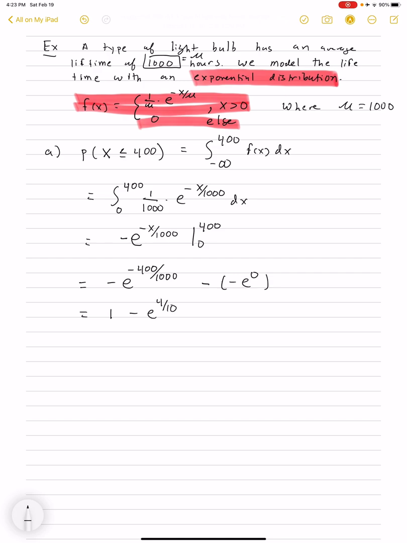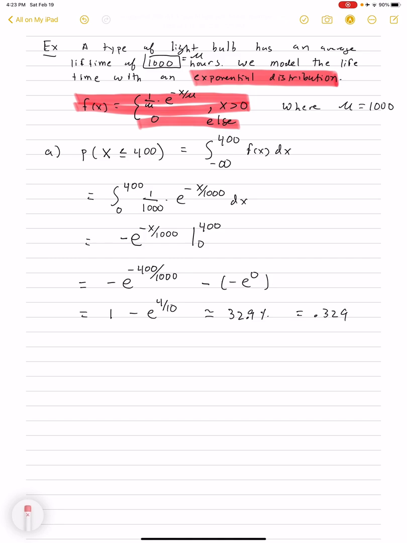And now we just type that into a calculator and figure out what that number is. And that's approximately 32.9%, or 0.329 is what it would appear as. Okay. So 0.329.